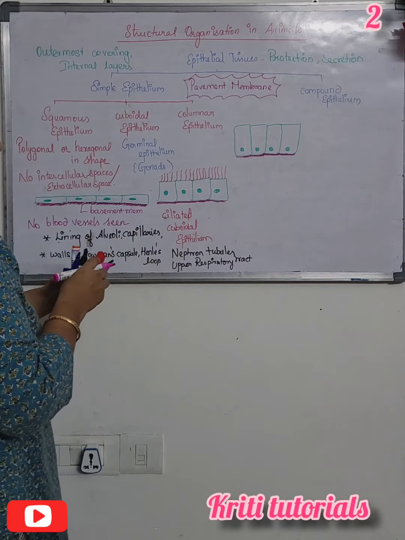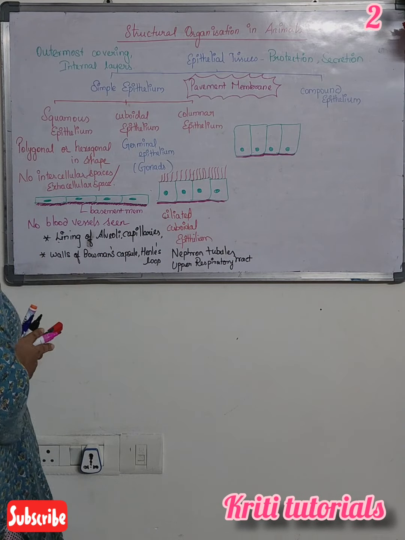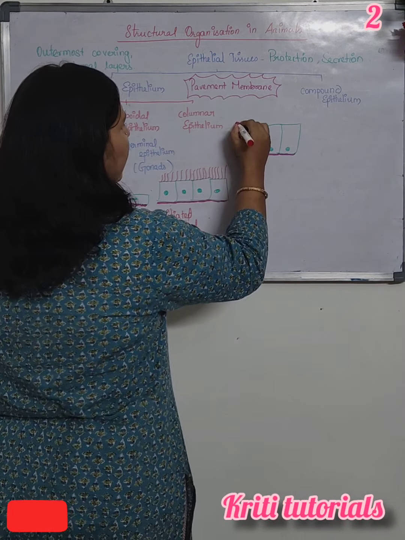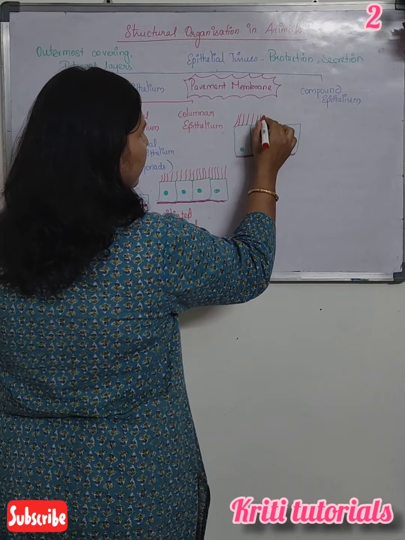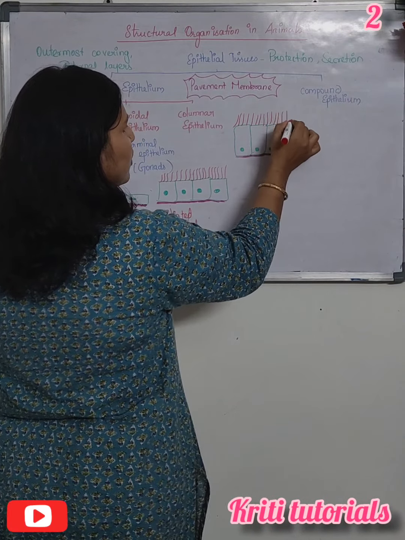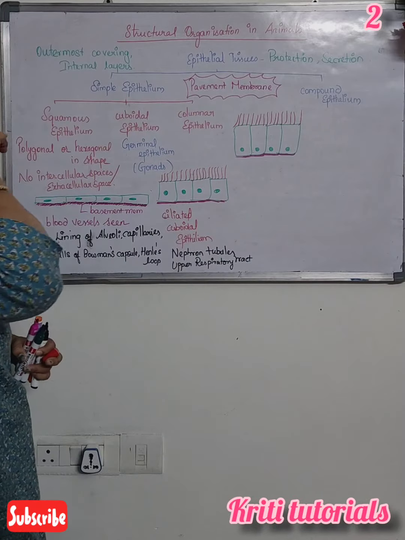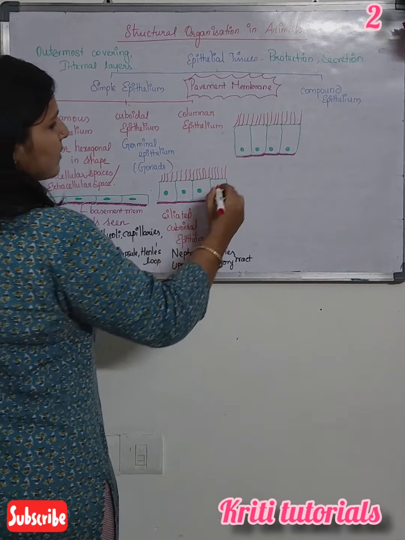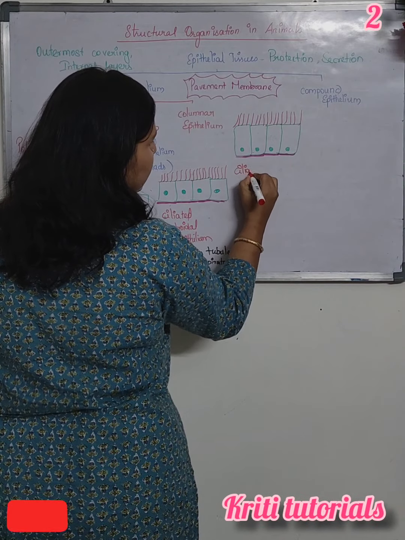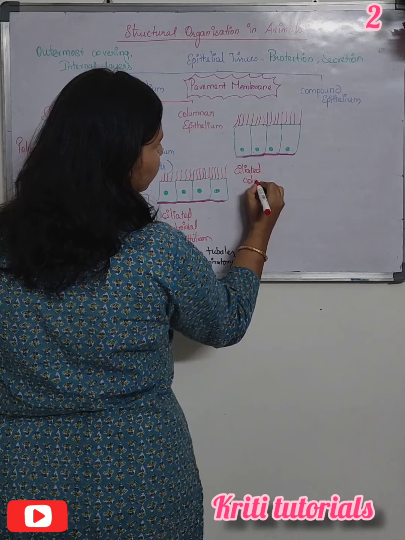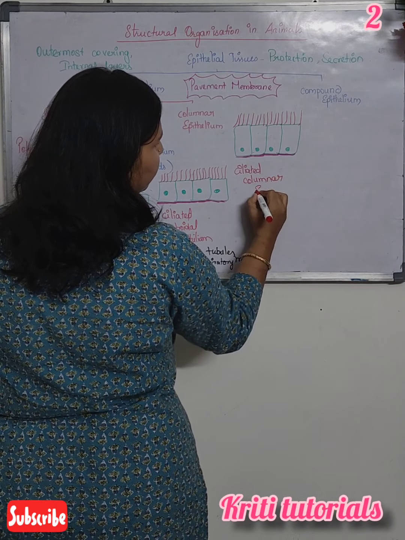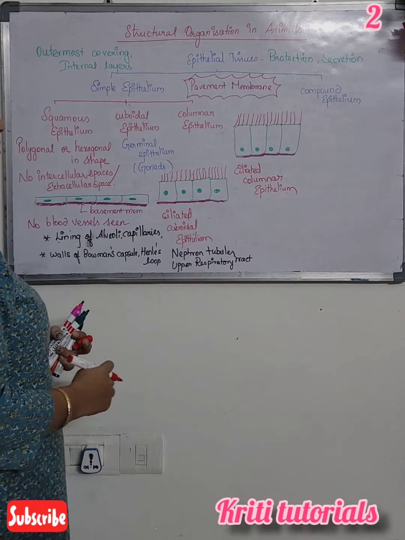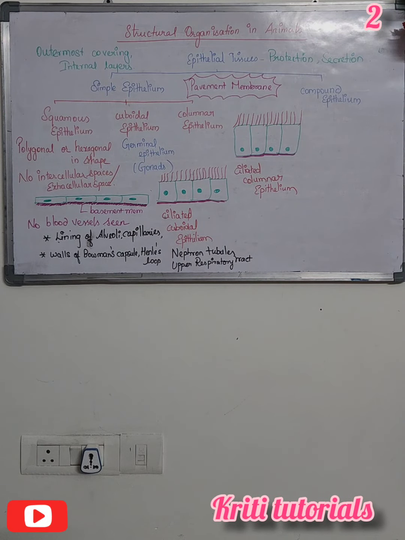Then, if there are free hair-like structures seen, what do we call it? Ciliated columnar epithelial tissues. If there are none, we simply call it columnar epithelium. If we find some hair-like substances, we call it ciliated columnar epithelium.